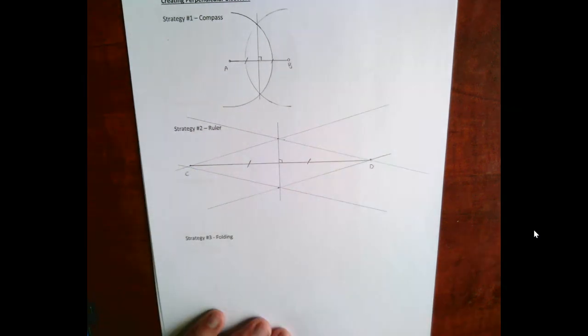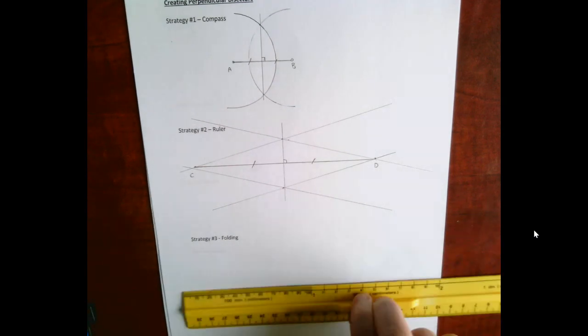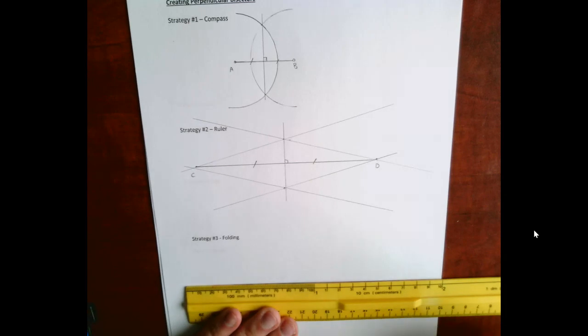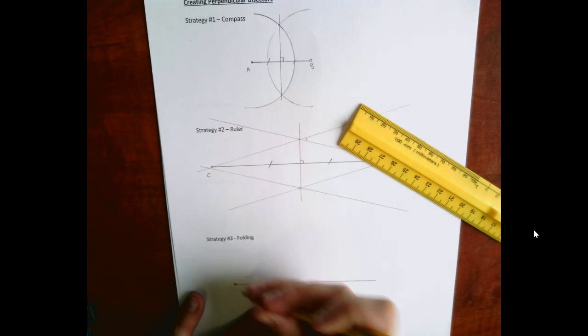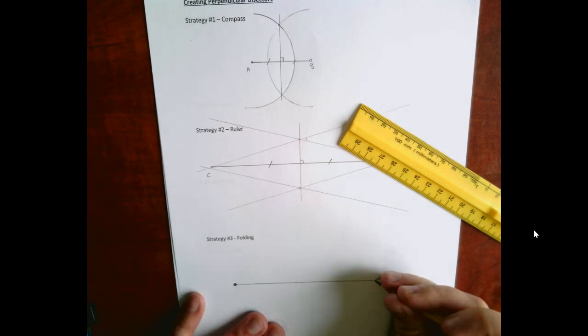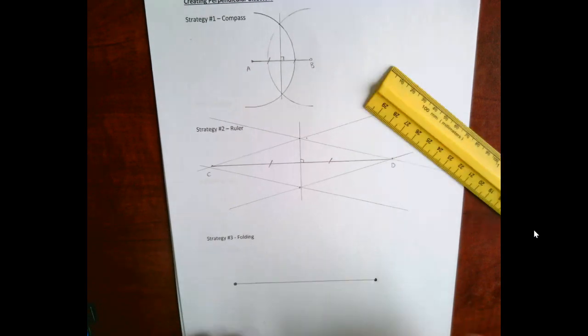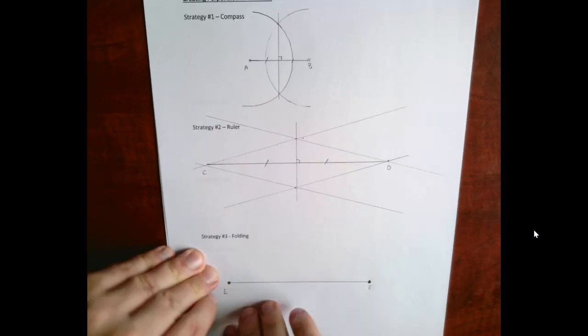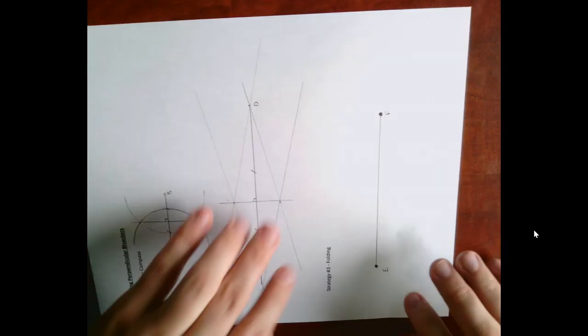Our last strategy is as simple as folding the paper. So you can draw a straight line just like so, label it, and I'm going to make this very dark, just so I can hopefully see it as I fold over the paper. Point E and F. Now what you do, take your piece of paper, you're going to fold point E so that it overlaps point F, just like that.